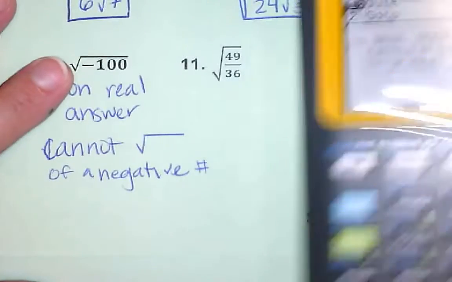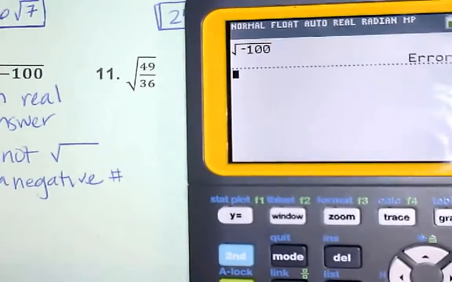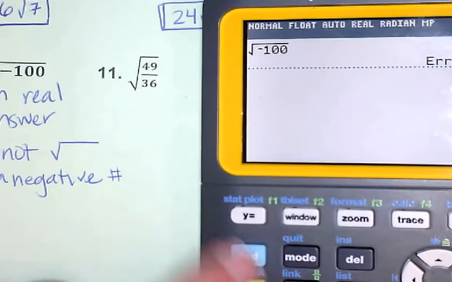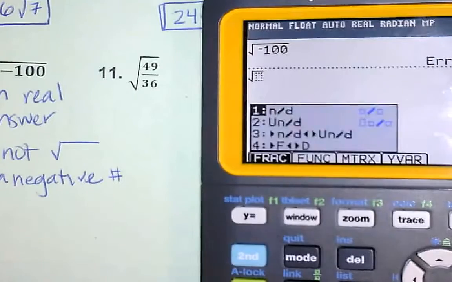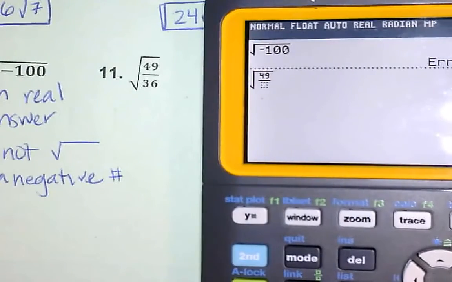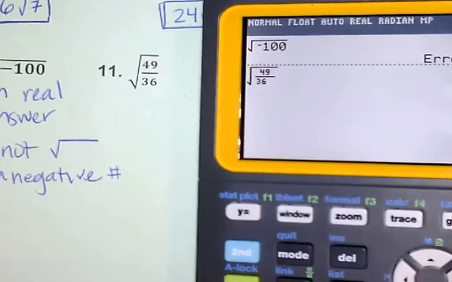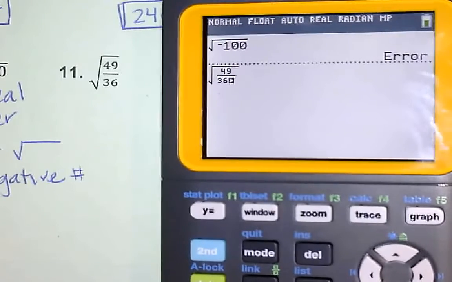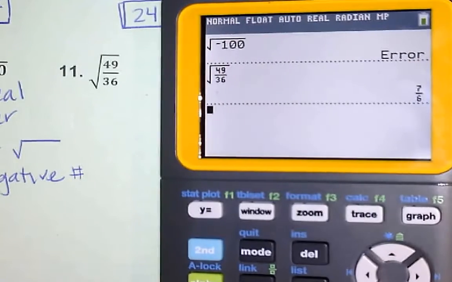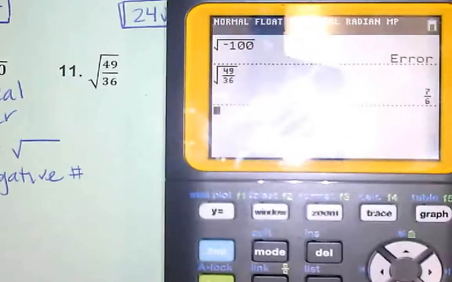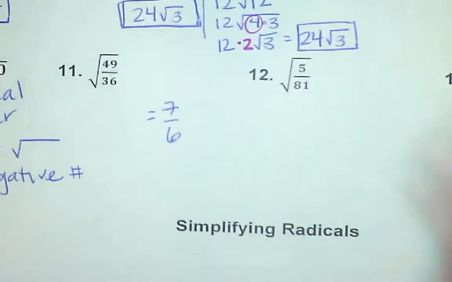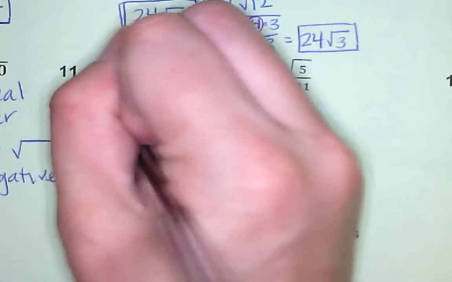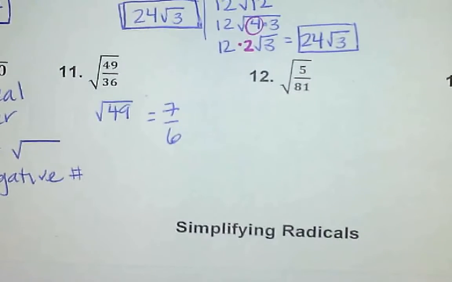So if we get to number 11, did anyone type, let's go and do this guy, the square root of 49/36. What is this going to give us, y'all? A pretty fraction of 7/6. But let's talk about why. It is a pretty fraction of 7/6 because, guys, when you have a fraction inside of a radical, you can rewrite it as two separate radicals.